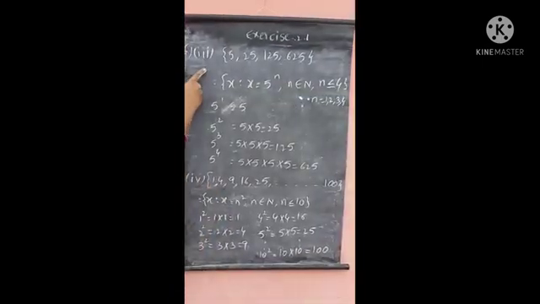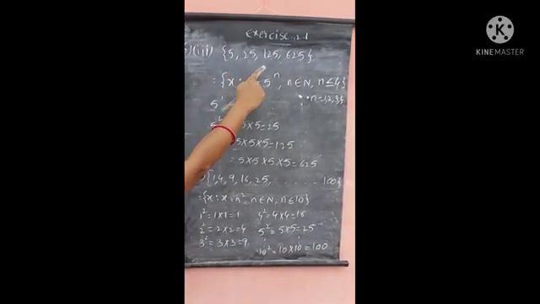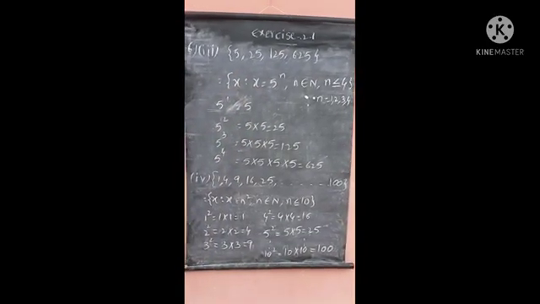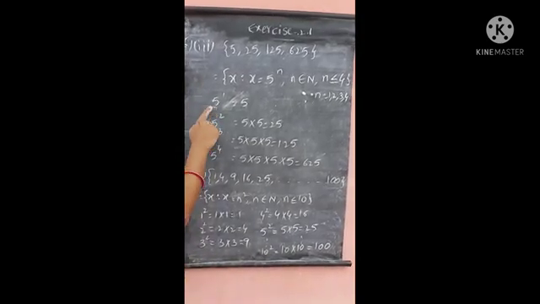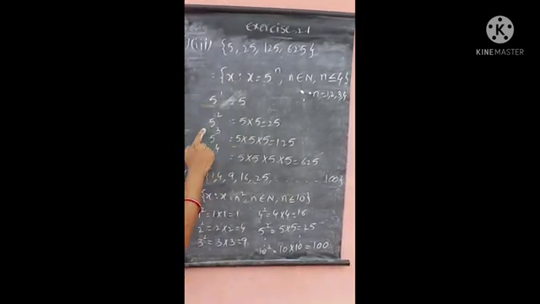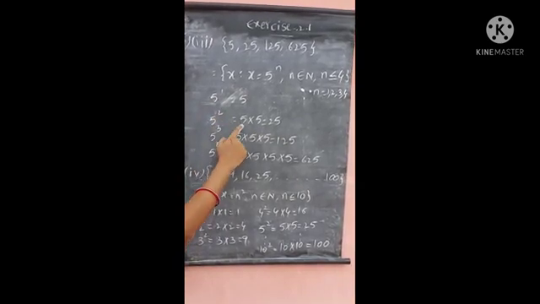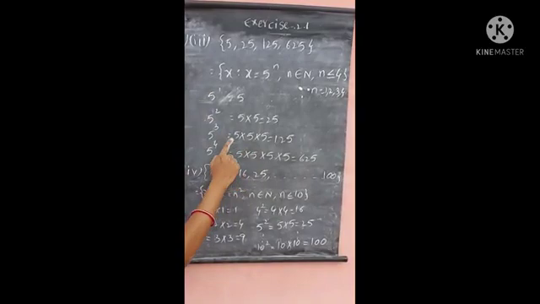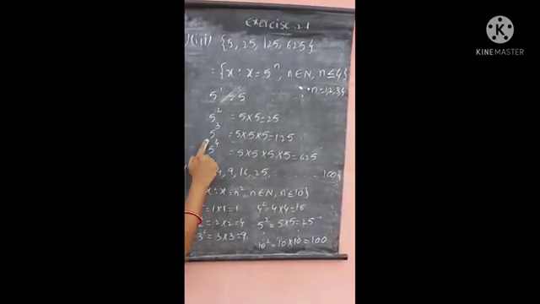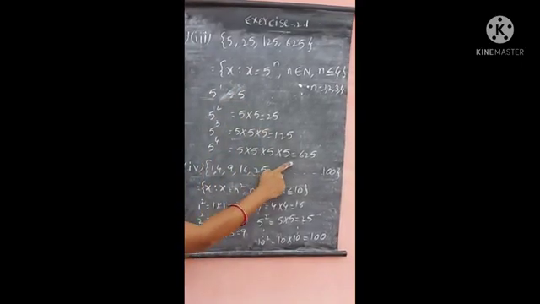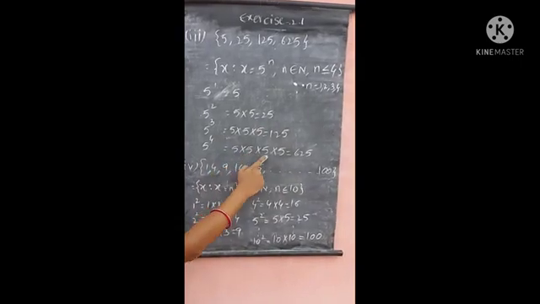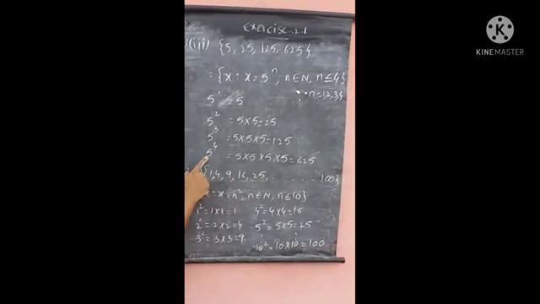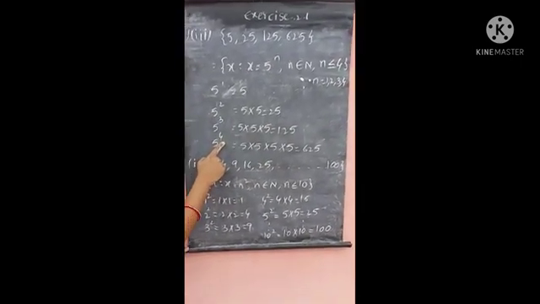See the sixth question, third one. 5, 25, 125, 625 are the elements. Here observe these elements. 5 means 5 power 1. 25, that is 5 square, 5 into 5. And 125 can be written as 5 into 5 into 5, that is 5 cube. 625 can be written as 5 into 5 into 5 into 5, that means 5 power 4. That means we have to multiply this 5 by 4 times itself.